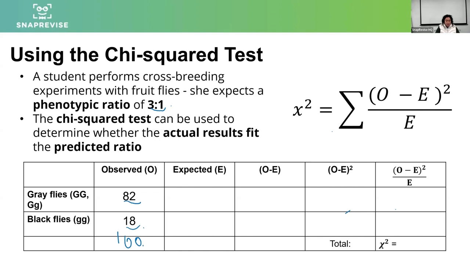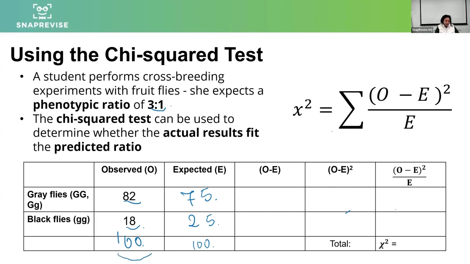And those 100 total individuals should be distributed in a 3:1 ratio, right? So basically 75 of them should be this phenotype and 25 should be the other phenotype, which adds up to 100. This is what you're always going to do whenever you're given a question like that. If they give you the observed phenotypes, you're going to add them all up and get the total.